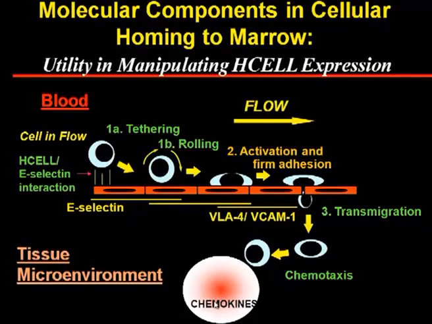So if we go through the molecular components of cellular homing to marrow now, I want to point out the critical role of HCELL in mediating the binding to E-selectin, and the role again of CXCR4 in recognizing SDF-1, but also the important role of the beta-1 integrin at the tail end in the step 3 activation and transmigration process and binding to its ligand VCAM-1.